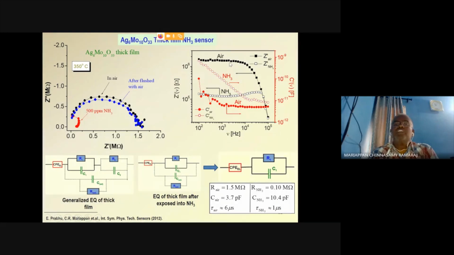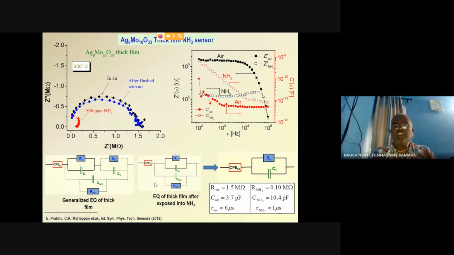So that means in DC you are monitoring only the resistance. Now in AC impedance spectroscopy, you are monitoring more than one electrical parameter. So here there is a change in the capacitance also, you can monitor it very clearly. And then we can create and try to understand this material using equivalent circuit models, and that gives us a more in-depth understanding.